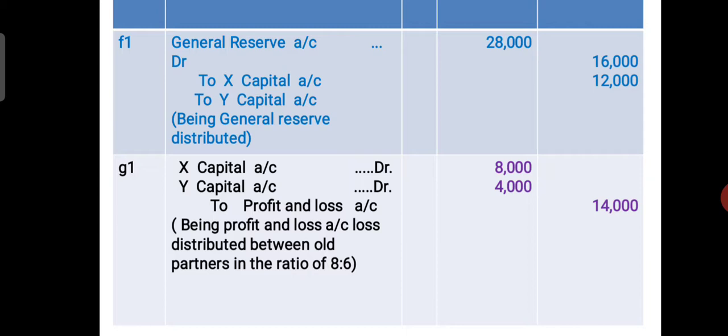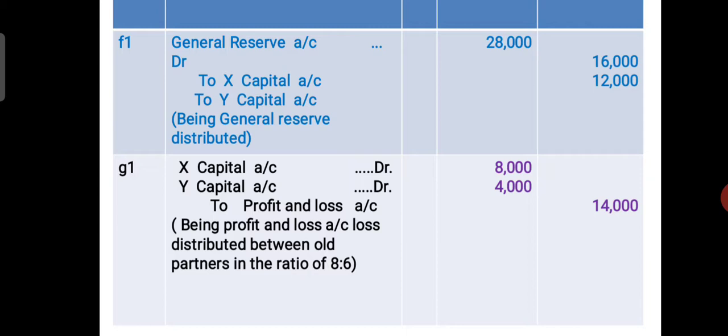If the profit and loss account is on the liability side of a balance sheet, then the profit and loss account should be taken on the debit side and partners' capital accounts should be shown on the credit side. But what's happened, the profit and loss account has been given on the asset side of the balance sheet, so we show the profit and loss account on the credit side and debit the partners' capital accounts.